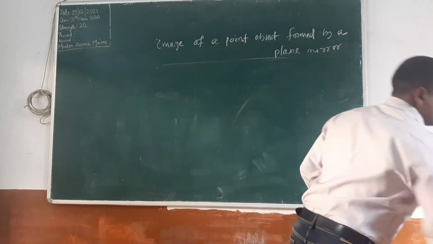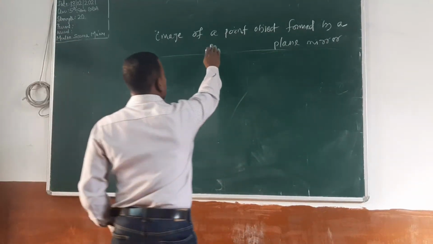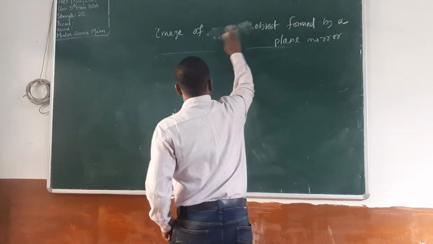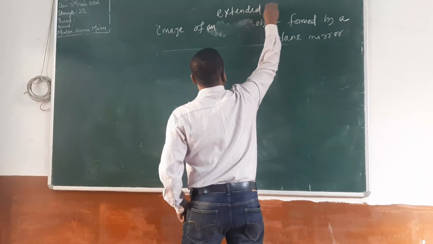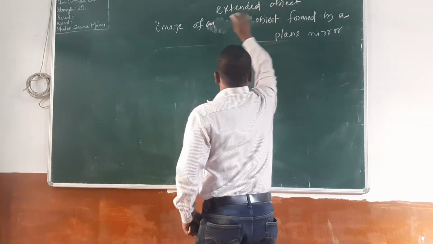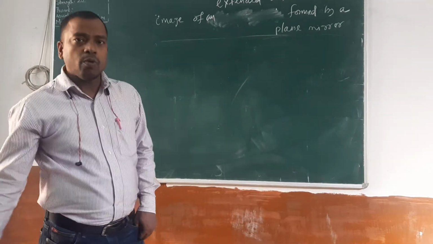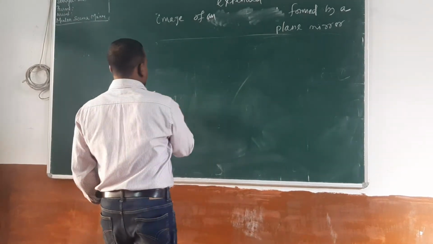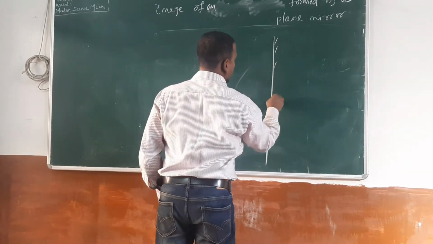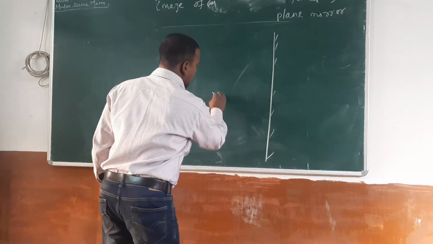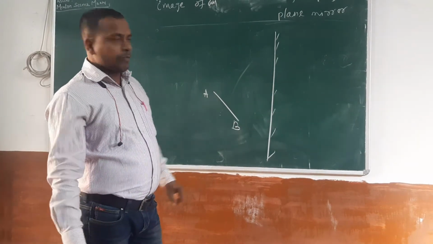So now we can take another concept, that is, not a point object but an extended object, the image of an extended object formed by a plane mirror. That also we will discuss. Suppose this is the plane mirror. Okay. This is an extended object AB.